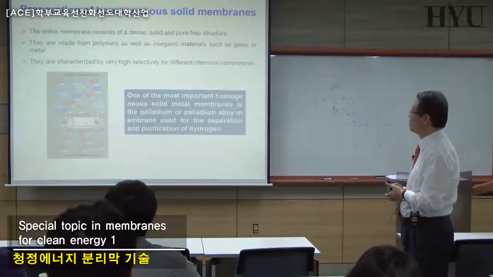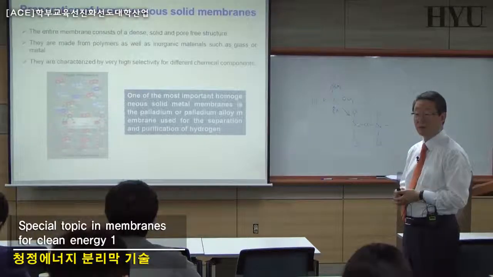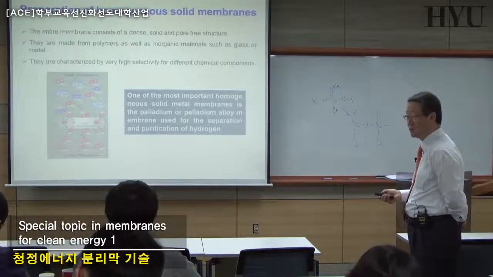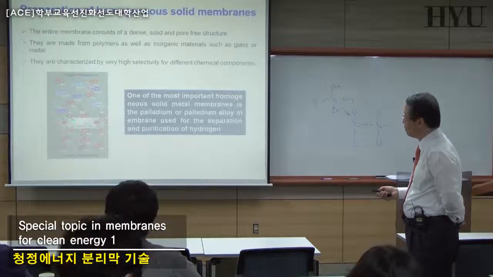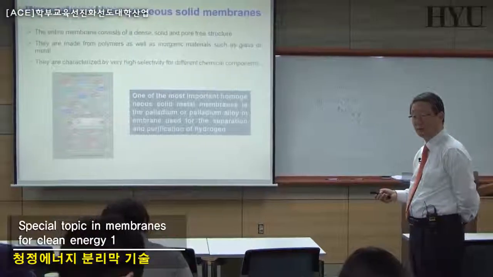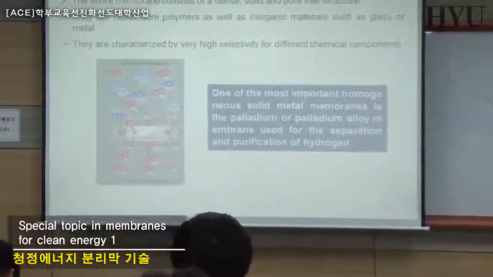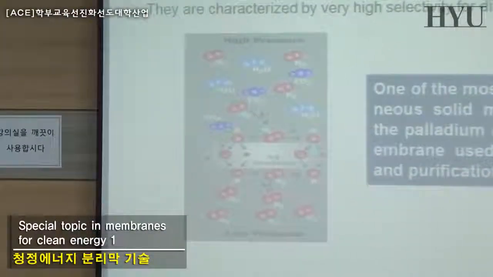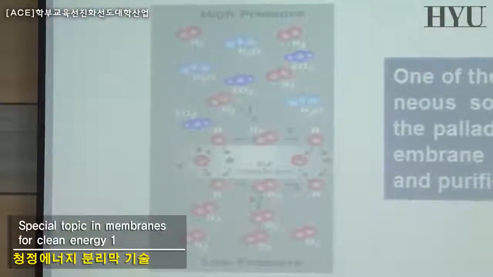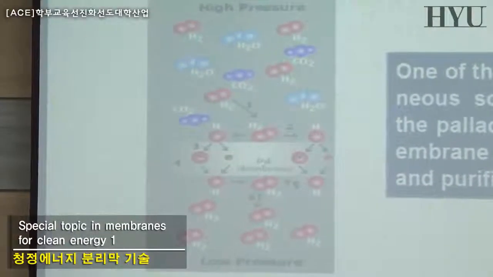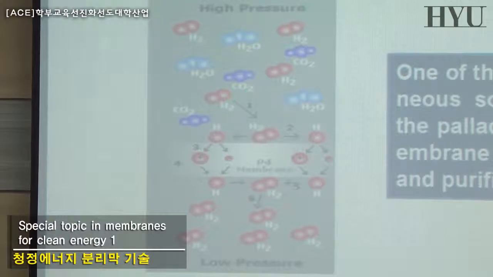Now, this is the process to make the palladium membrane, which is the metallic membrane in this case. Palladium is a very expensive metal, but it has been used as a hydrogen separation membrane, or as a catalyst for hydrogenation, for a long time. By using palladium or even platinum, you can separate the hydrogen from CO2 at high temperature.